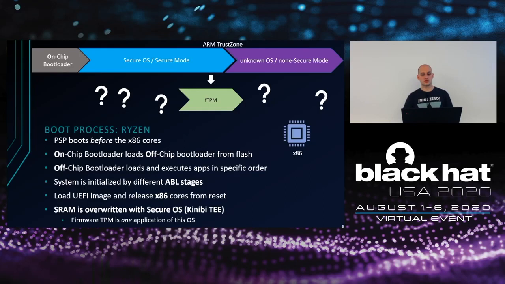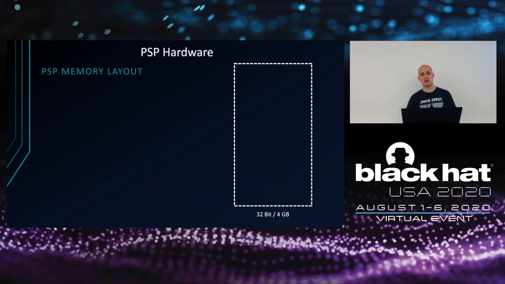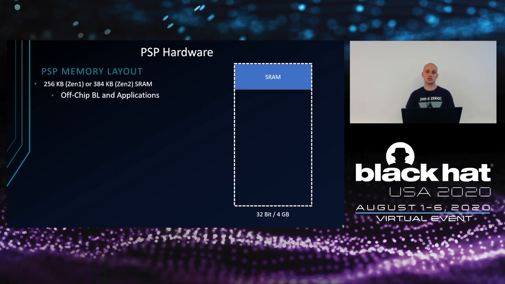So much for the boot process. Let's have a look at the hardware of the PSP itself. Now, the PSP, as mentioned, is an ARM Cortex-A5. So that means it has a 32-bit address space. And at the top of this address space, or at the bottom, depending on the way you look at it, we have the local SRAM. And the SRAM is either 256 kilobytes for Zen 1 CPUs or 384 kilobytes for Zen 2 CPUs.